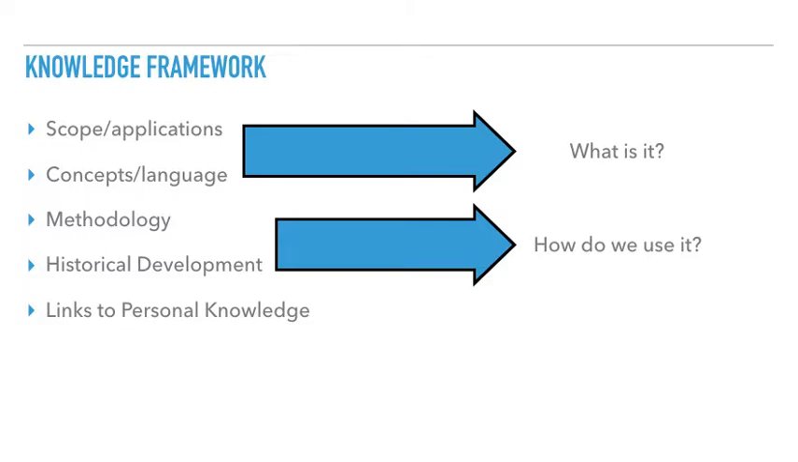Within the knowledge framework, the IB likes to look at five big areas of diving into it: scope and applications, and concept and language. Those two things I like to group together and say they go into what it is: what is ethics? And then methodology and historical development is how we would use it, especially in TOK, and then certainly links to personal knowledge.